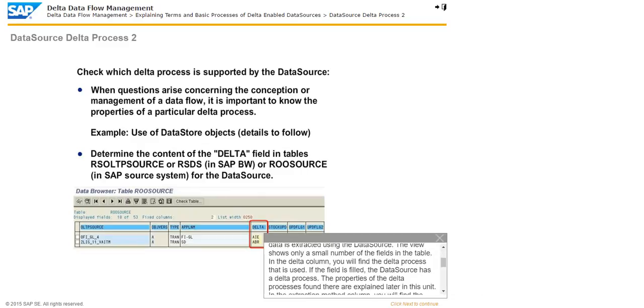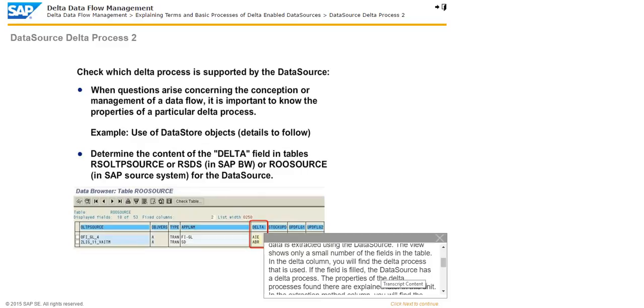The view shows only a small number of the fields in the table. In the Delta column, you will find the Delta process that is used. If the field is filled, the Delta source has a Delta process. The properties of the Delta processes found there are explained later in this unit.